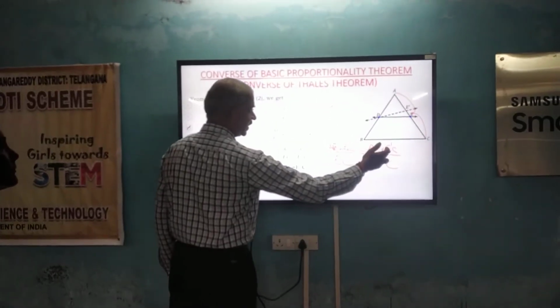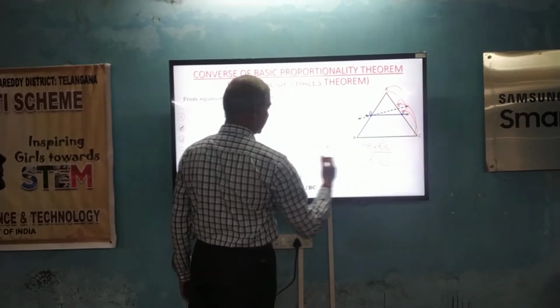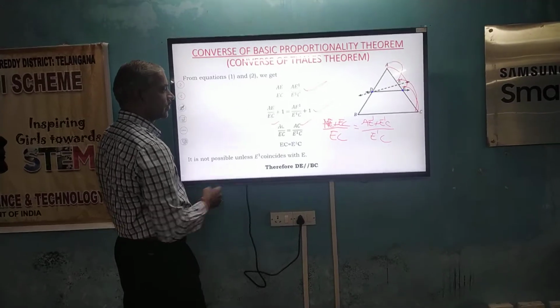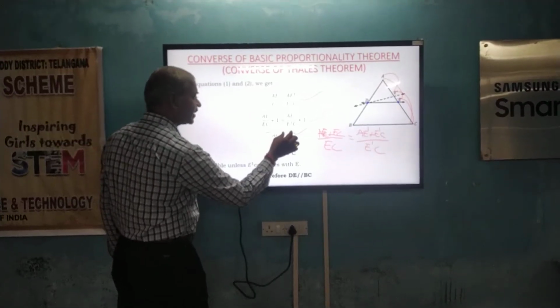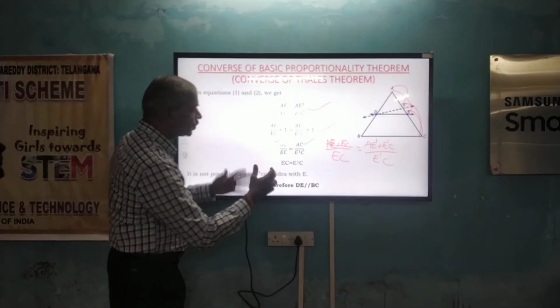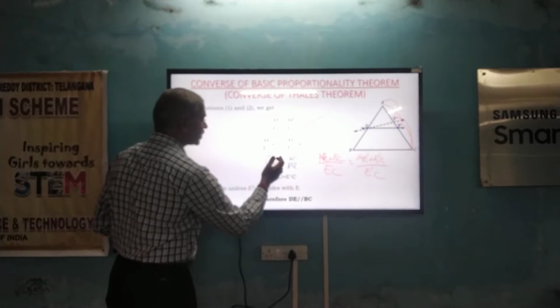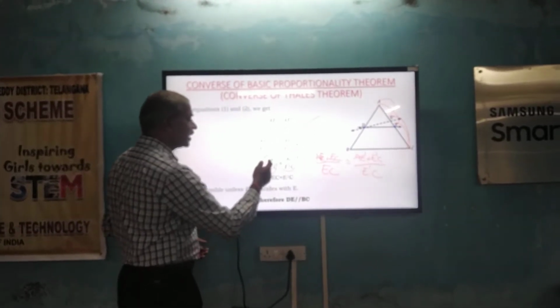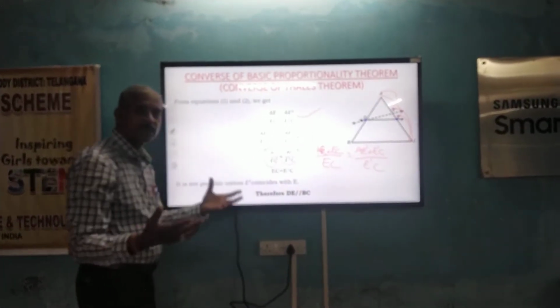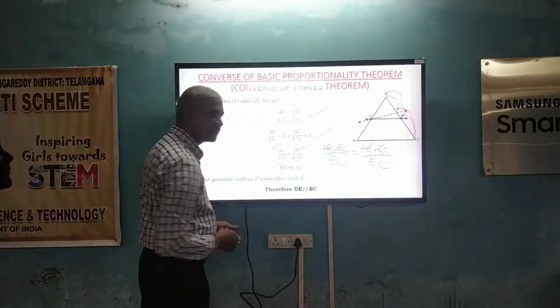And AE dash plus E dash C. AE dash plus E dash C is nothing but AC. So here AC by EC is equal to AC by E dash C. In these two, numerators are equal. Here these two fractions or ratios are equal, and here numerators are equal. Automatically denominators are also equal. So EC is equal to E dash C.